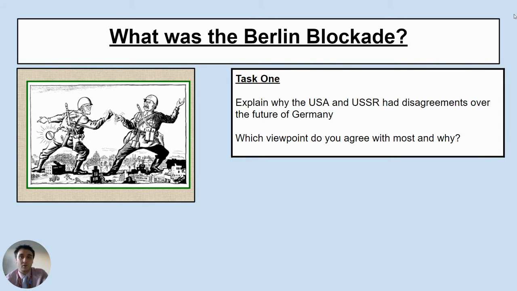Okay, so task 1 for you on the worksheet: explain why the USA and the USSR had disagreements over the future of Germany. And also, which viewpoint do you agree with most and why? Pick one. Is it the USA saying Germany should remain strong and democratic? Or is it the USSR saying they needed protection and Germany should have remained weak? Pick one of those sides, tell me which you agree with most and why. The blue slides will help if you need to go back. Pause the video here and then press play to continue.